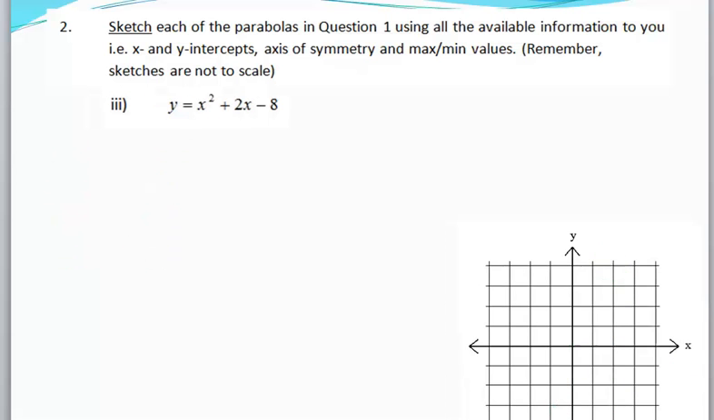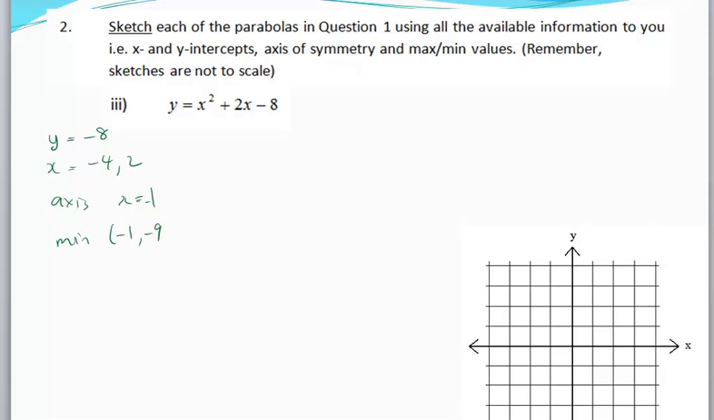So for our next equation, we put our information that we have already in. Here we have our y-intercept at y is equal to minus 8. Our x-intercepts are at minus 4 and 2. Our axis of symmetry, x is equal to minus 1. And our minimum is at minus 1, minus 9.